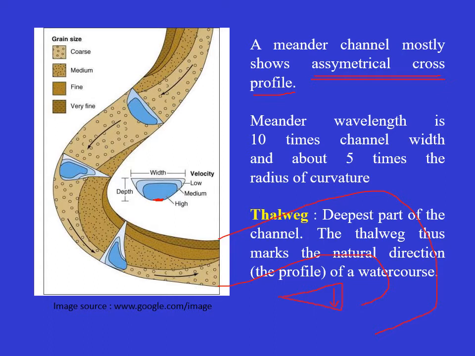Now the deepest part of the channel, as you can see, always follows the concave bank of the river. In this portion also, this is the concave bank and this one is the convex bank. So the deepest part of the channel always follows the concave bank, that is the erosional bank of the river, whereas the convex bank is the depositional bank. Now you may find a problem here, that which bank you will call concave bank and which bank you will call convex bank.